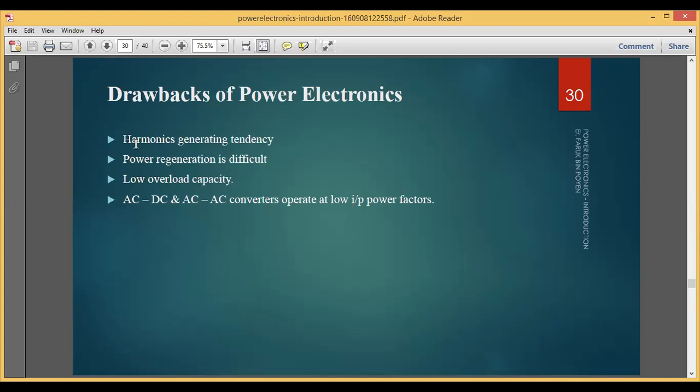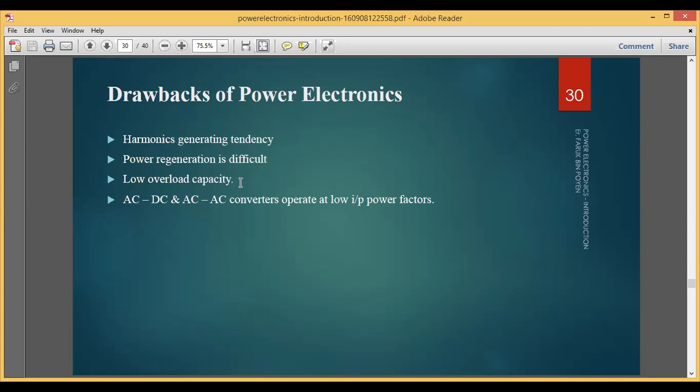Okay, then the second drawback in power electronics is that power regeneration is difficult. We cannot regenerate the power. It becomes very difficult to regenerate the power, because once power is generated, you can control the power, but you cannot generate the power so easily. So this is another drawback which we may find in the field of power electronics.